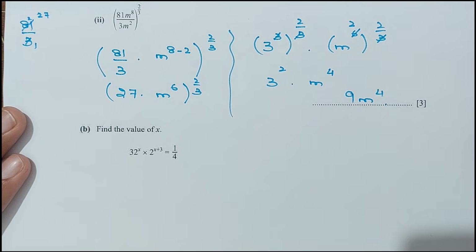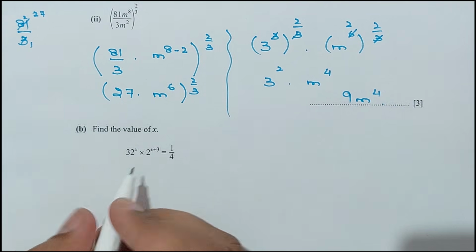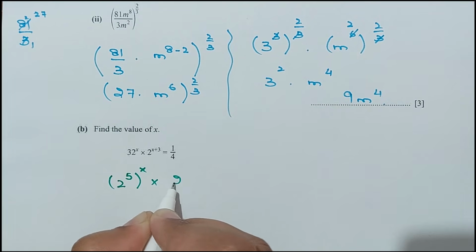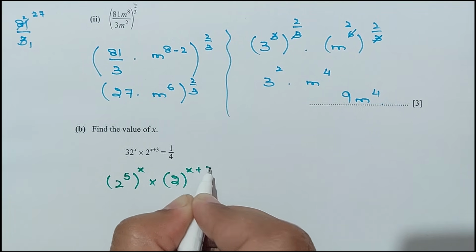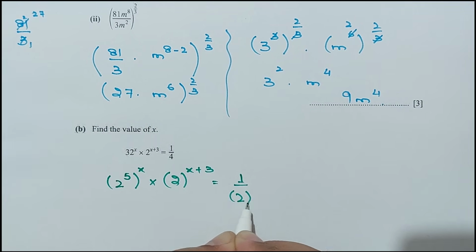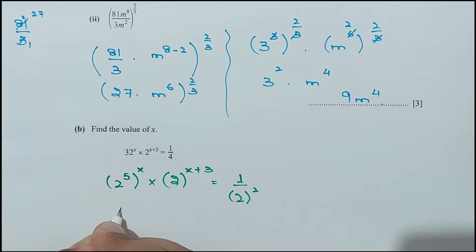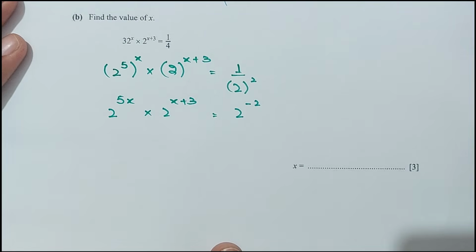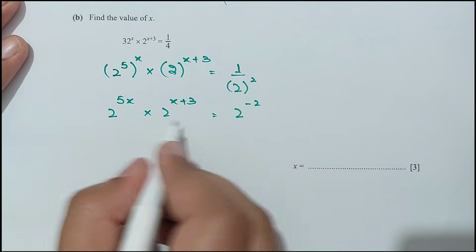Part B, solved. Find the value of x. Okay. 32 is basically 2 to the power 5. 2 to the power 5 is 32, and its whole power is x, times 2 to the power x plus 3 equals to 1 over 4, which is 2 to the power 2. Okay. Here 2 to the power 5x times 2 to the power x plus 3, and here 2 to the power minus 2. Shift to the numerator.